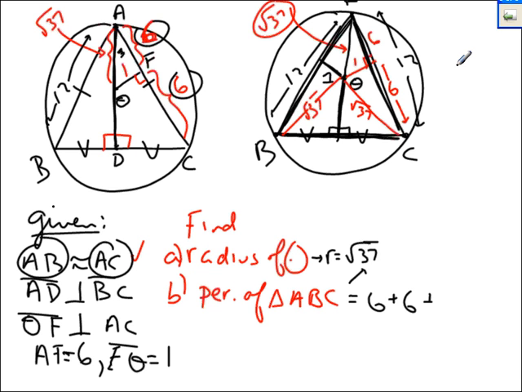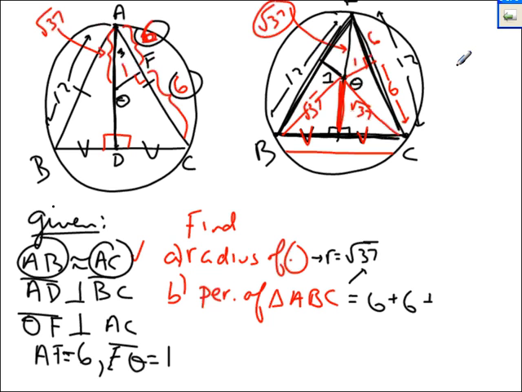Now, if it was an equilateral triangle, I would know this length is 6 as well, but I don't. I'm not given that it's equilateral. So basically, I just need to know how long this is, or how long this is, or how long the whole thing is. That's all I'm waiting for right now.